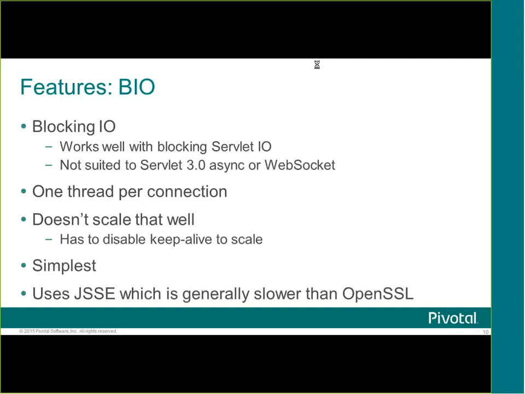So what we had to do to make it scale was effectively disable HTTP keep alive. And once 75% of the thread pool is in use, then HTTP keep alive is disabled, and all subsequent connections will not use keep alive, and that has a knock-on impact on performance. It was, when it was first written, the simplest of the connectors. That really changed over time as we had to try and support these various non-blocking schemes, as I said. And it uses JSSE for TLS, which is generally slower than OpenSSL. More on that comment shortly.